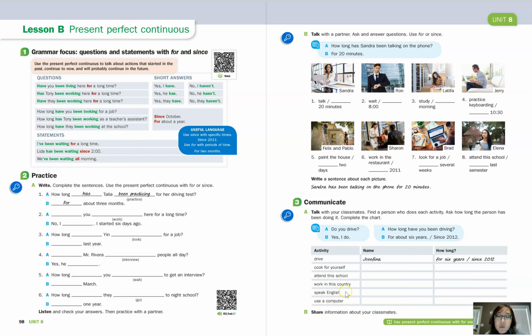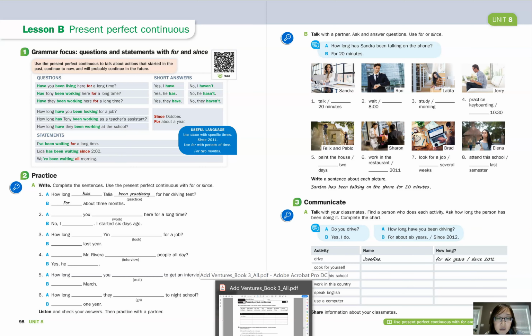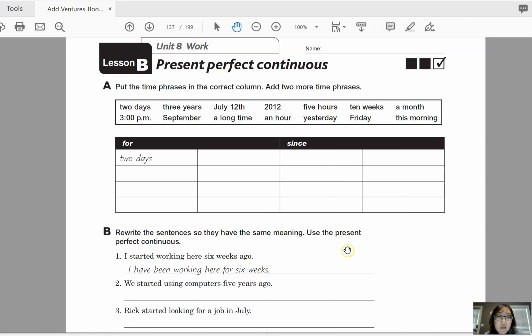In the next activity, we can ask, how long have you been speaking English? And the last one, we can ask, how long have you been using a computer? Okay, so if you want, you can answer those questions on your own, but I'm going to open up our worksheet. Okay, so you can see Lesson B, Present Perfect Continuous, on the screen.